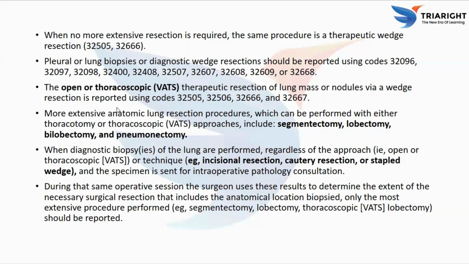And next is therapeutic wedge resection of lung mass or nodule. This is used when the lesion is small and peripheral, the wedge removal is curative, and no lobectomy or segmentectomy is required. So the CPT codes are 32505, 32506, 32666 and 32667 for open wedge resections and VATS wedge resections.